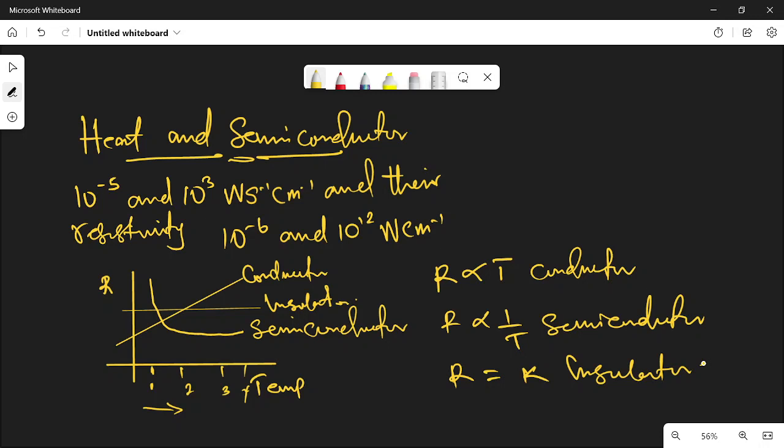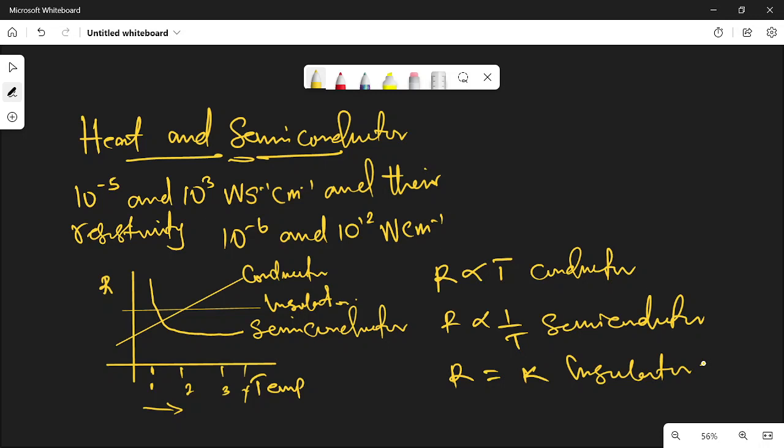Yes, sir. Okay, so a quick recap under this heading before we move to the next one: whenever you apply heat to a semiconductor, it increases what? The rate at which it's going to conduct, because the resistance is set to reduce. And the conductivity for a semiconductor ranges between 10 raised to power minus 5 to 10 raised to power 3, while their resistivity ranges between 10 raised to power minus 6 and 10 raised to power 12.